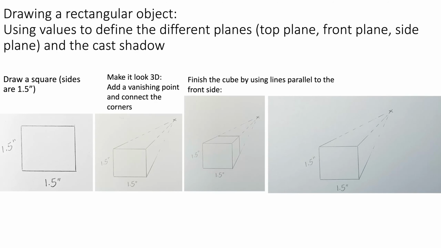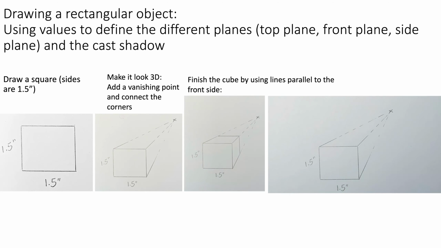First, we are drawing the outline of the cube using one-point perspective. Please use your ruler for all of your lines. You begin by drawing the front side of your cube. Each side of your square is 1.5 inches.